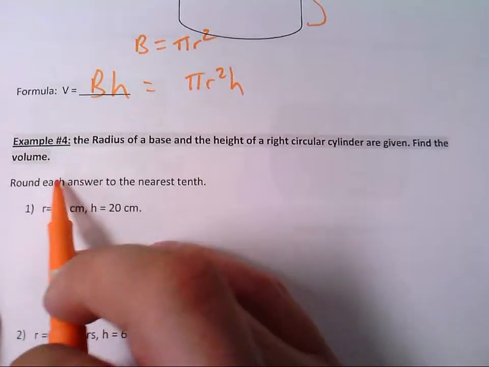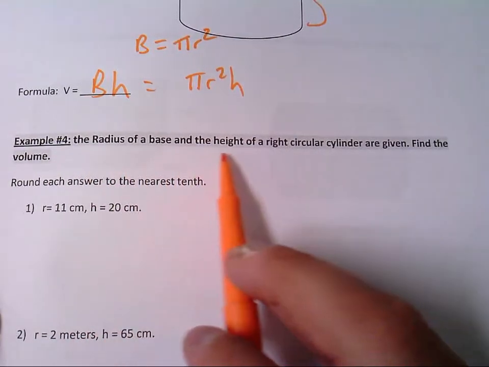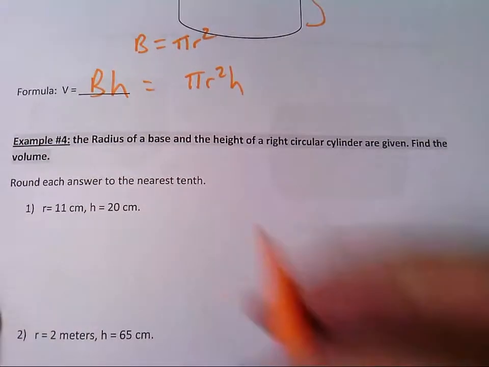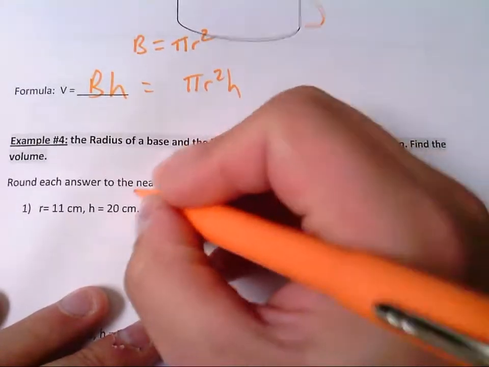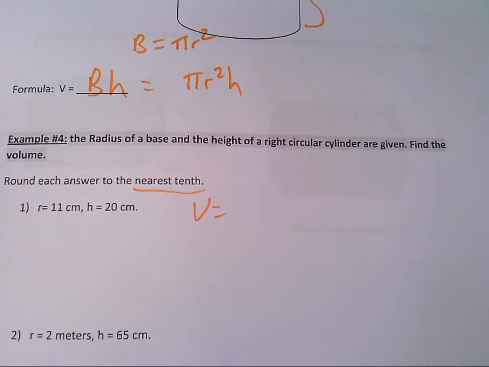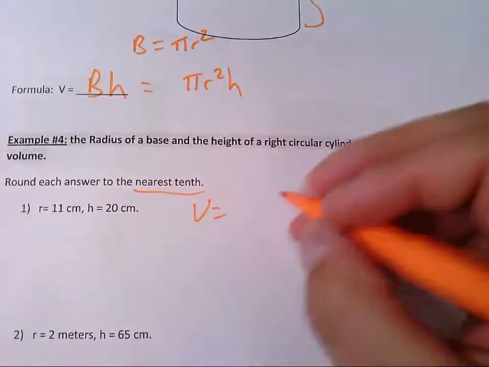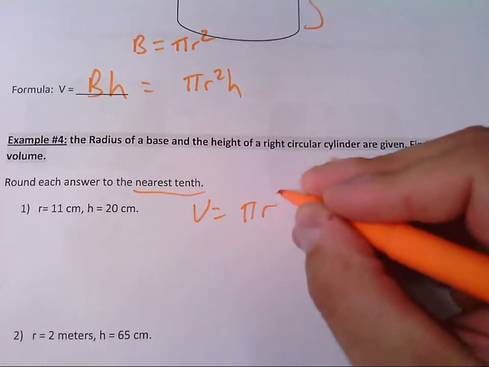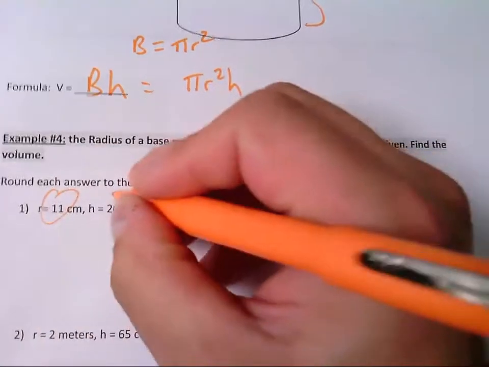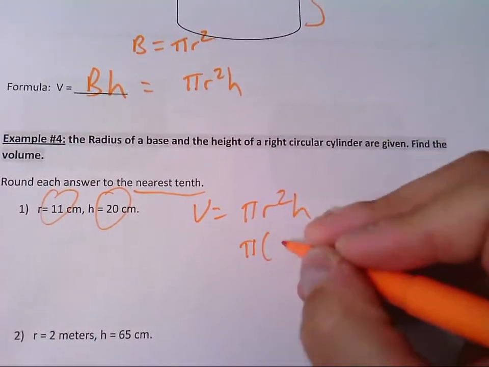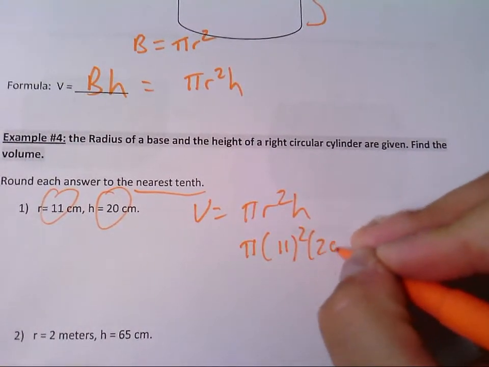So example 4, the radius of a base and the height of a right circular cylinder are given. Find the volume. So volume equals, and we're just going to go to the nearest tenth. We're not going to worry about in terms of pi. All right, so we got volume equals pi r squared h. Radius is 11, height is 20, so we get pi times 11 squared times 20.